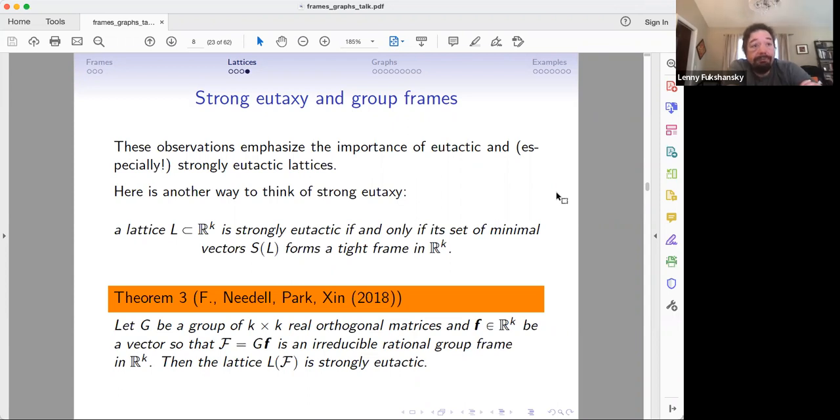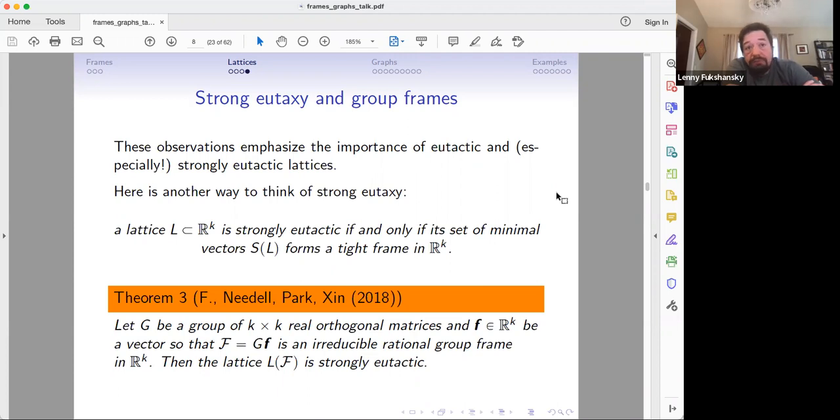F is a vector. Yeah, so perhaps I should say finite group. So then define the frame to be just the orbit of the vector F under the action of the group G by left multiplication.